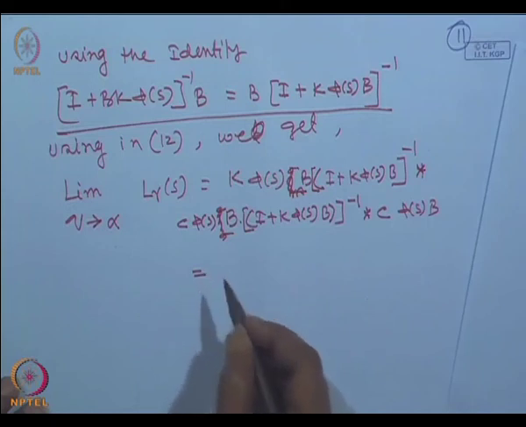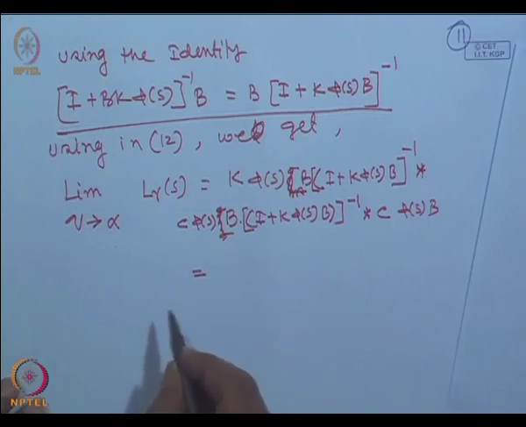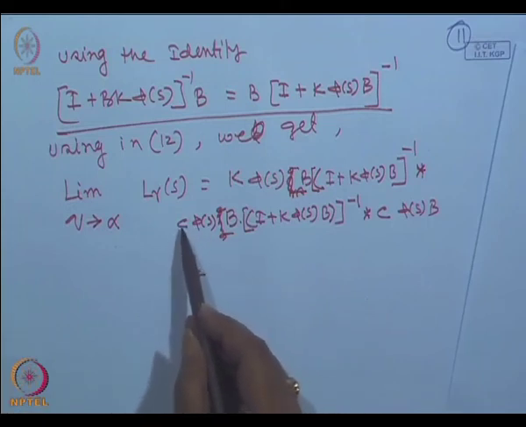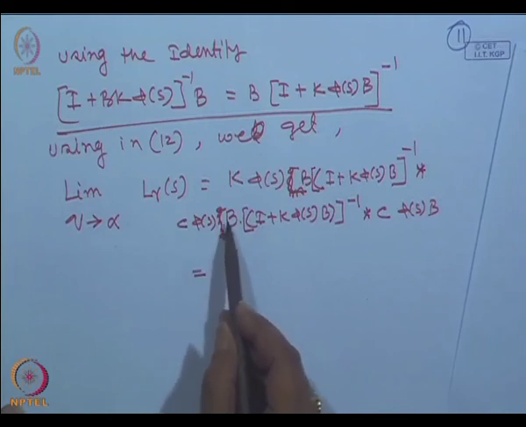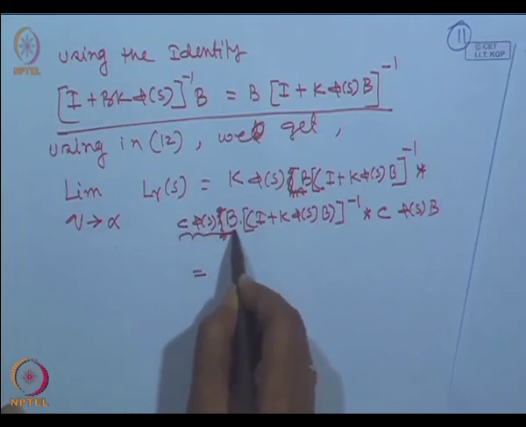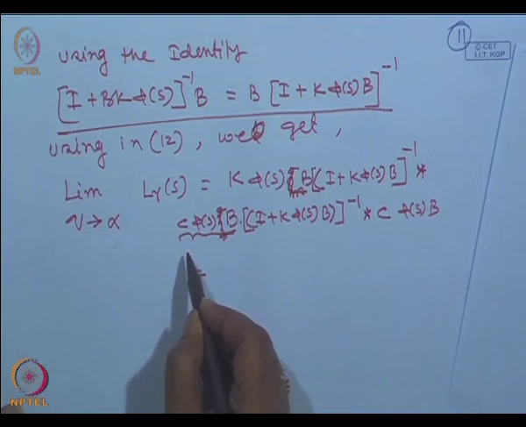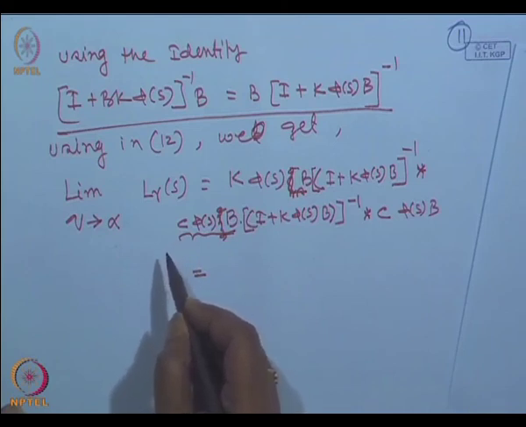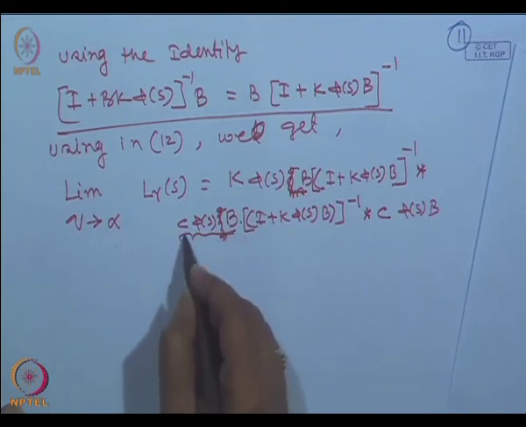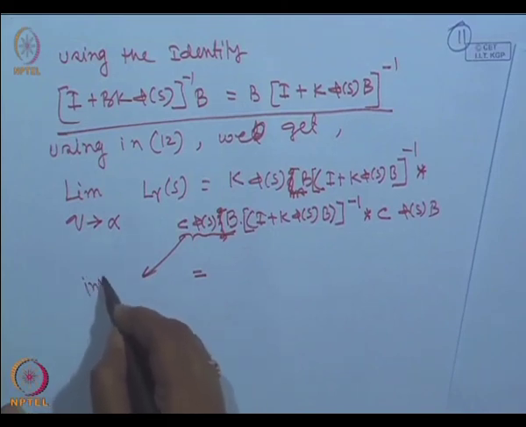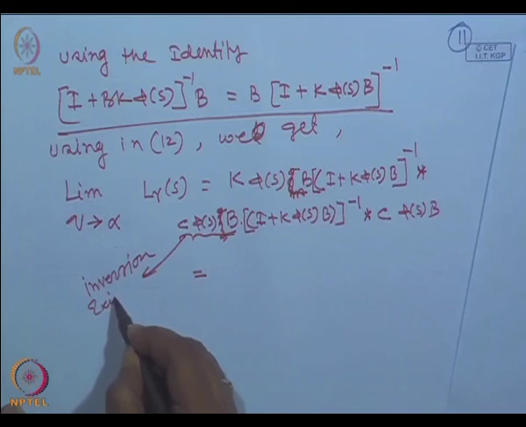Finally, because we have considered that the number of inputs and outputs is the same, this inversion exists, that whole inversion exists, this inversion exists.